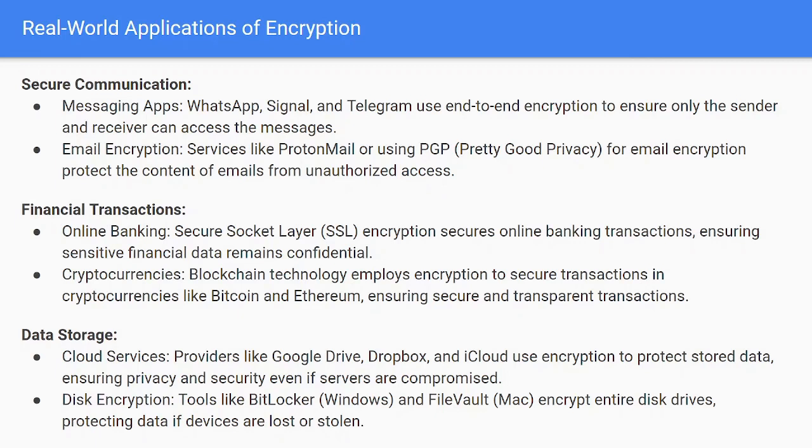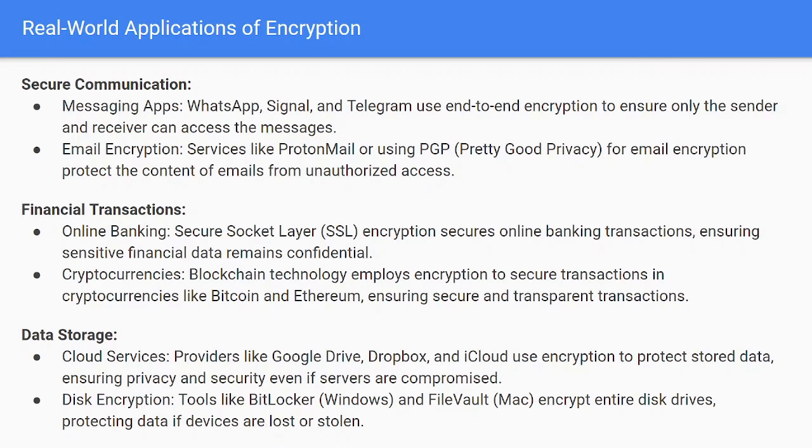Then for emails, we use services like Proton Mail or PGP, that's Pretty Good Privacy, for email encryption to protect the content of email from unauthorized access. When you send an email to somebody, only you, the sender, and the person who should receive that email can read it. Do you understand? Only those people should receive that email. So it prevents unauthorized people from accessing the information in the email.